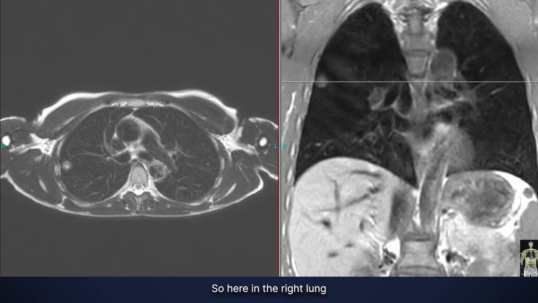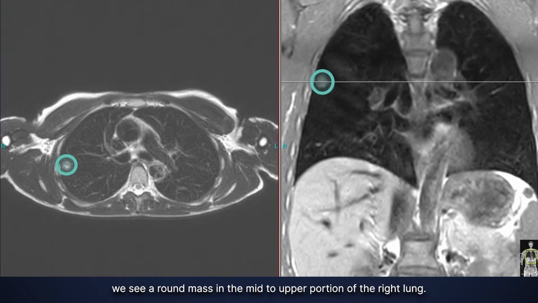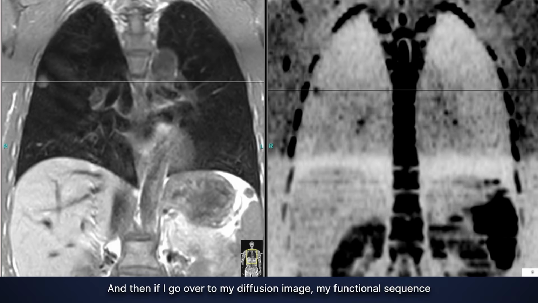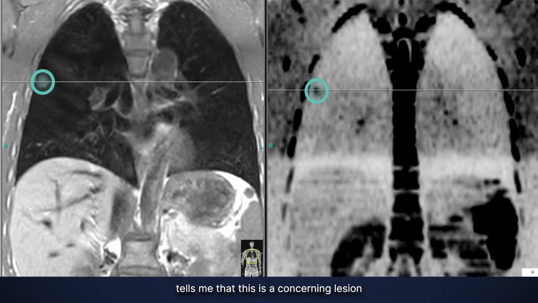So here in the right lung, we see a round mass in the mid to upper portion of the right lung. And when I look here on the coronal image, I see a corresponding mass right there. And then if I go over to my diffusion image, my functional sequence that looks for firmness or cellularity, we see a dark spot. So the combination of the appearance of this with the diffusion tells me that this is a concerning lesion and suspicious for a lung cancer.